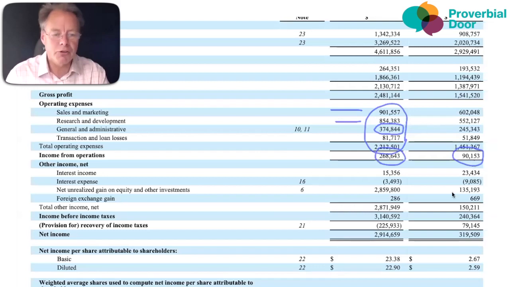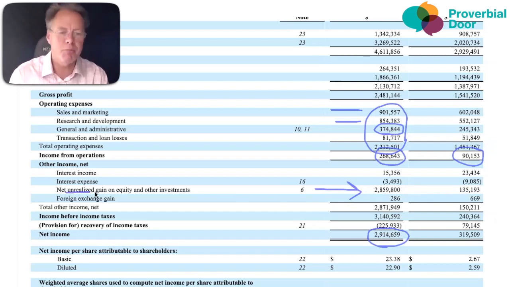Now, what's interesting about this company is when you get down to the bottom line, there's the net income, which is $3 billion. Wow. So they're making a $3 billion profit. How can they be doing that? And the answer is here. Okay, so they've made this, now this is an unrealized gain. So it's quite interesting that they booked this through the profit and loss account. This is an unrealized gain on equity and other investments.